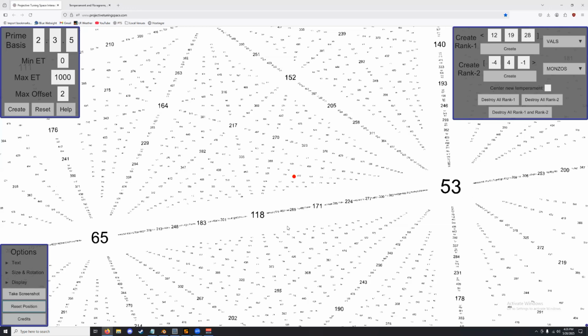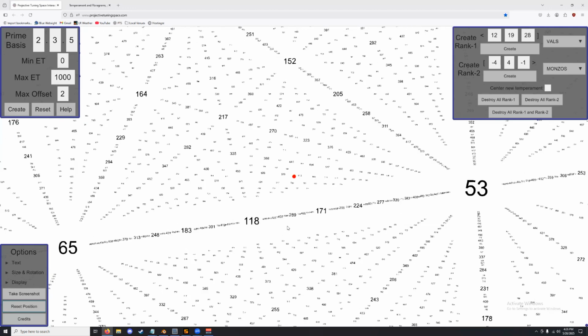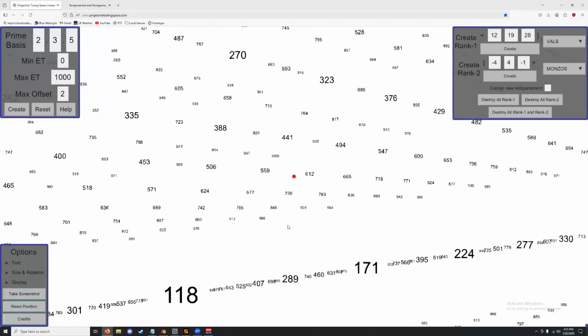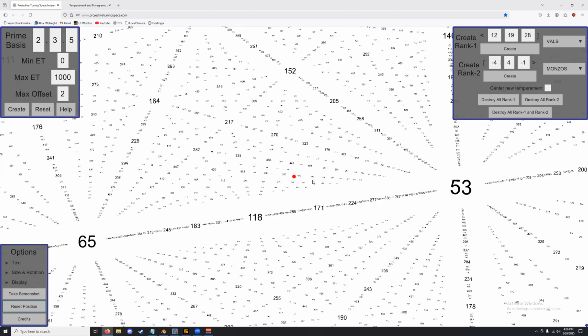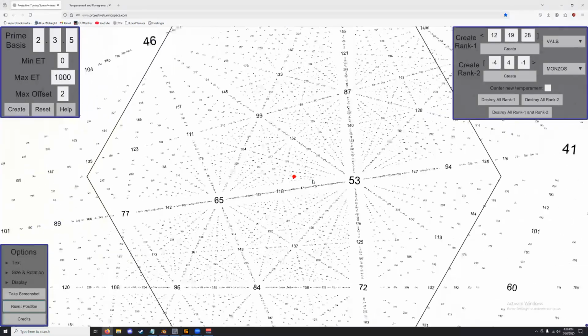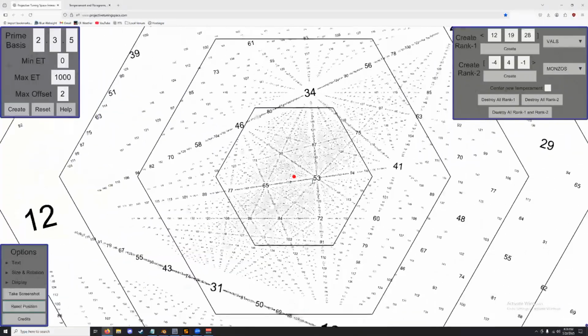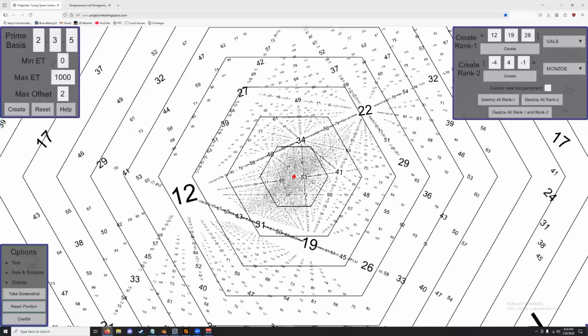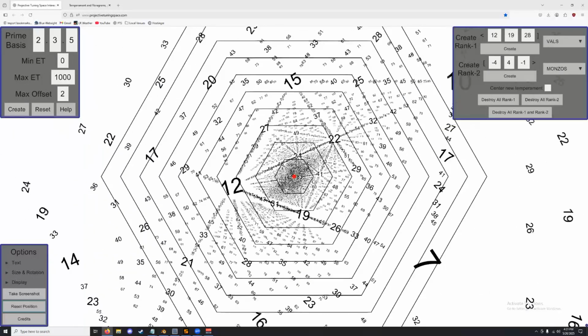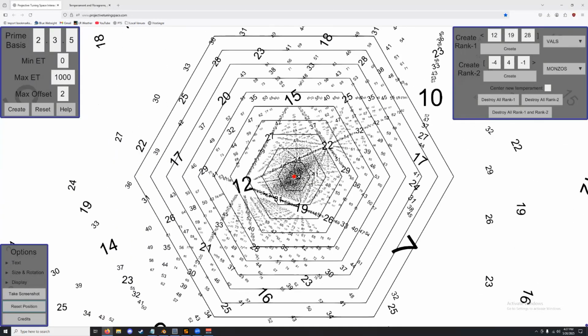You can never really hit the red dot, right? Because of the math of equal temperament. Right. All the lines are going to be possibly very close to the red dot, but never crossing it.